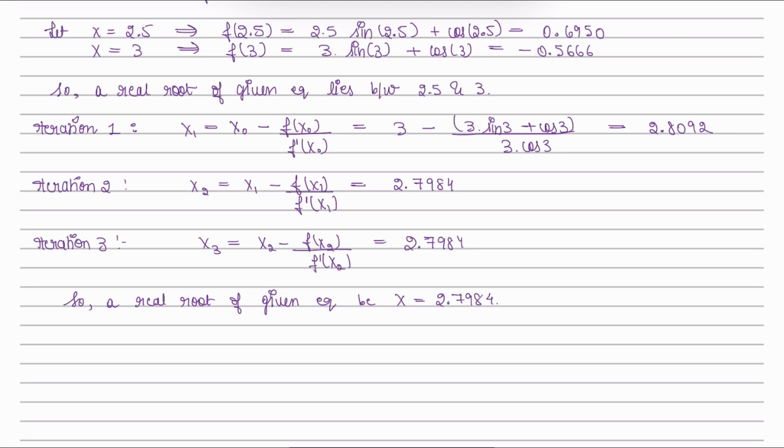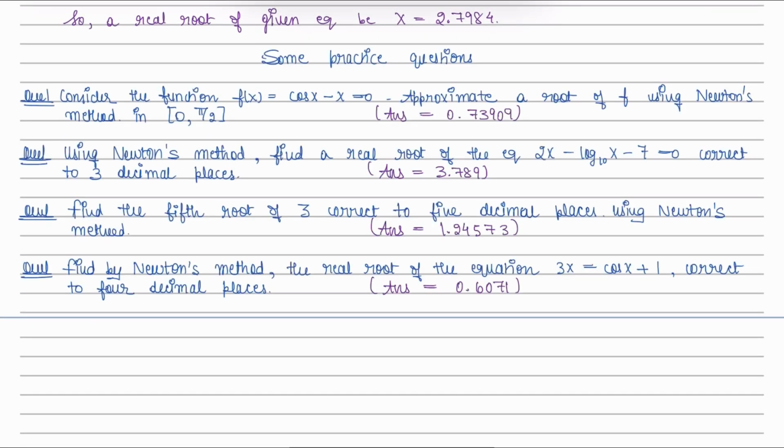I hope you have made an understanding how you have to proceed with the questions based on Newton-Raphson method. Here are some practice questions for you. The first question I have given you has already been discussed using bisection method. You have to solve this question with the help of Newton method and compare how many iterations it took in bisection method and in Newton-Raphson method. You can also perform this question using fixed point iteration method and compare the number of iterations.